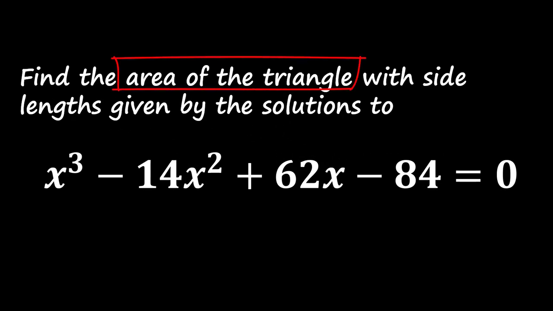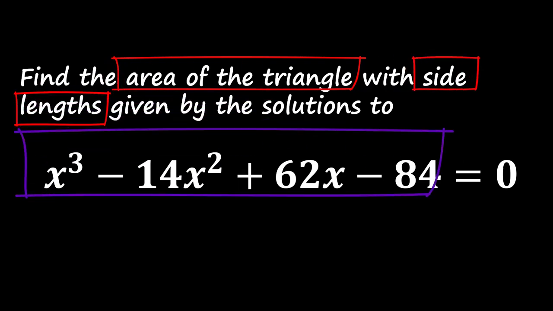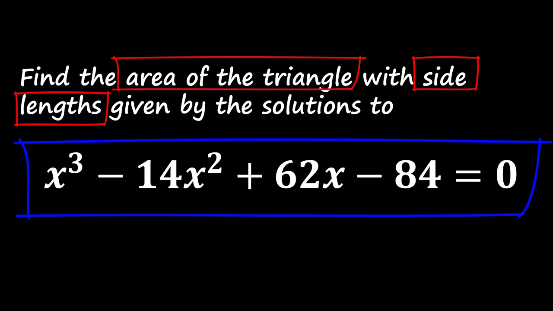Find the area of the triangle with side lengths given by the solutions to x cubed minus 14x squared plus 62x minus 84 equals 0.